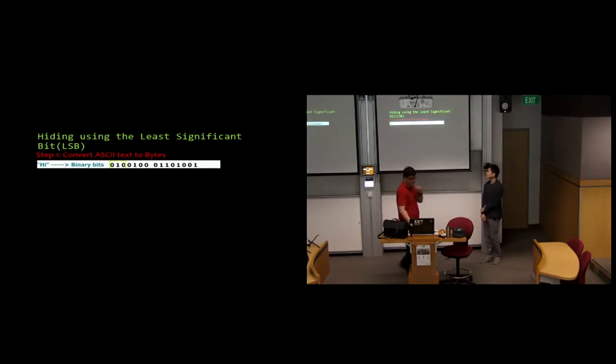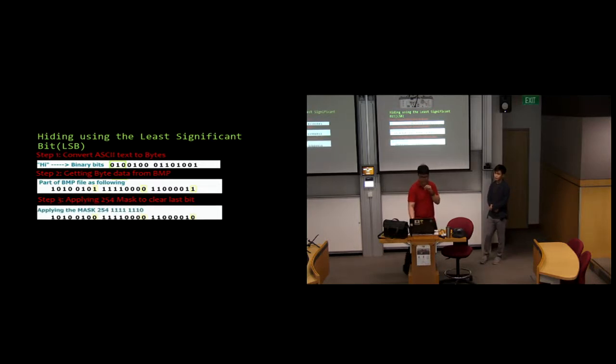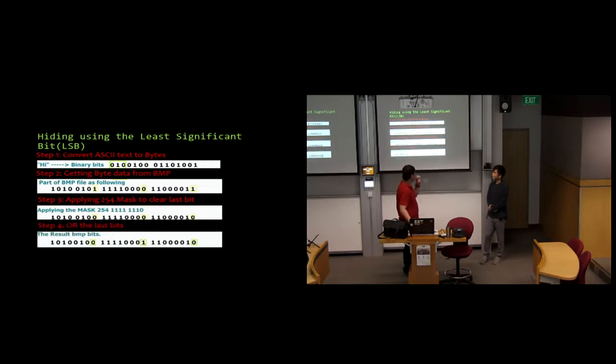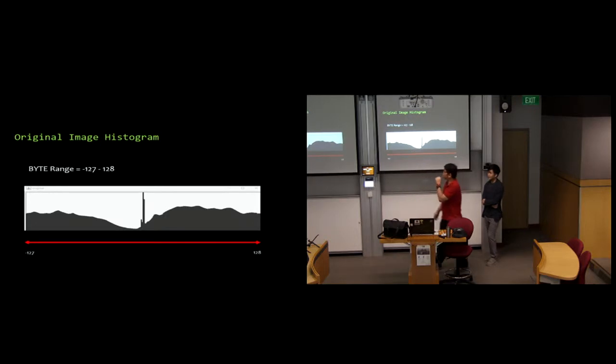So how do we actually hide the message within the least significant bit? First, we convert the ASCII code into binary bits. And let's say the first three bits, we get the byte data from the bitmap, the three bytes, and then we apply a 254 mask to clear the last bit, and last but not least, we append the bits to all the last bits of the three bytes.